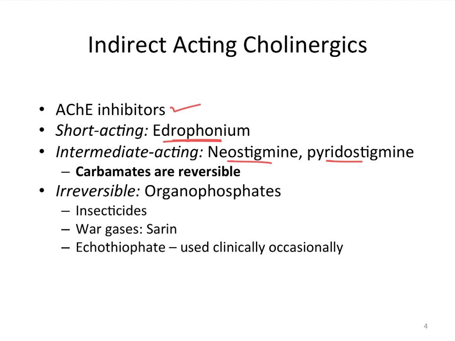And as I mentioned, the irreversible ones, example being organophosphate insecticides or war gases. These are obviously very dangerous agents, and we have to understand what's going on there because some of our attempts to block the effects are going to be to try to block the muscarinic and the nicotinic effects of the increase in acetylcholine in these conditions.